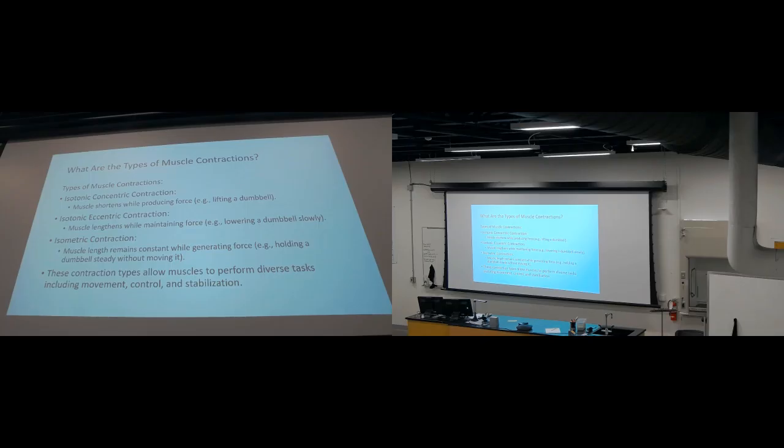I don't know if I said it the other way for isotonic before, but in isometric, the length remains the same while the tension increases. And in isotonic, the tone remains the same while you change the length. You shorten the length. All of these contraction types allow you to perform different tasks, including movement, control, and stabilization.